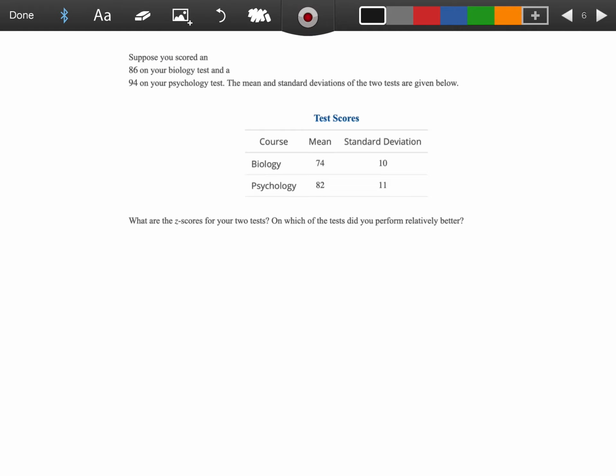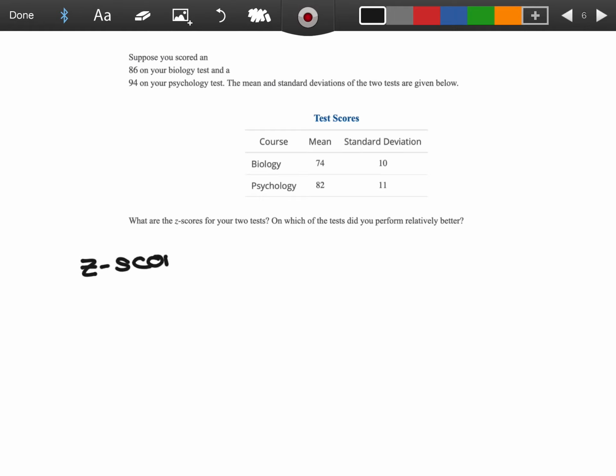Then what they've done is they've looked at the mean and the standard deviations for the whole class for these two tests. So in my biology class, the mean for that test was 74 and the standard deviation was 10. And for my psychology class, the mean was 82 and the standard deviation was 11. What I'm going to do is find the z-scores for each one of these tests to tell me how far away my test scores were from the mean for the whole class, to tell me how well I did in comparison to the rest of the class. Okay, so let's go ahead and do that.